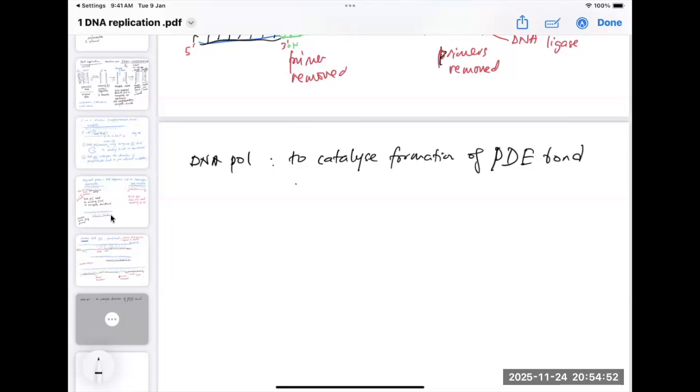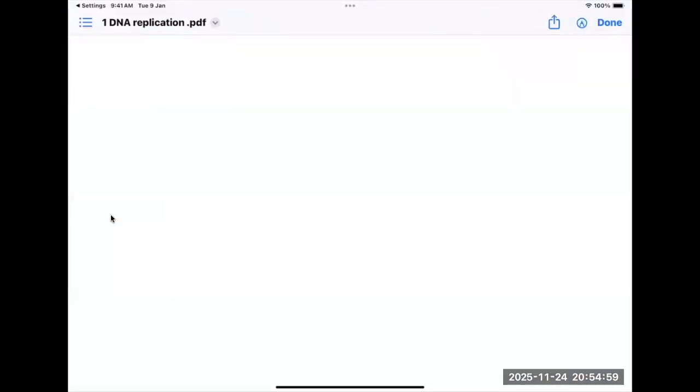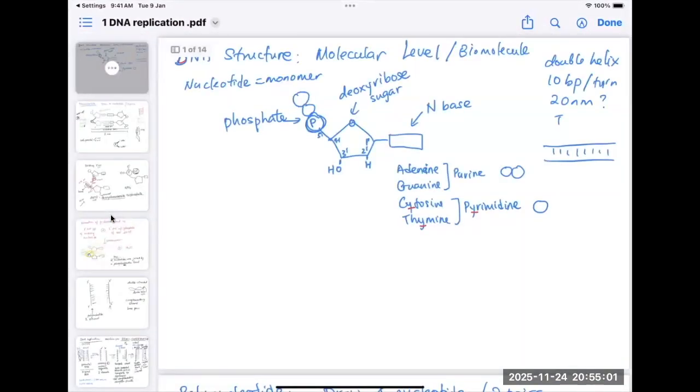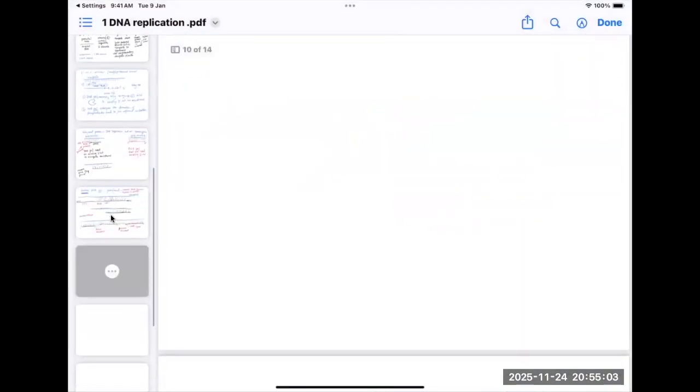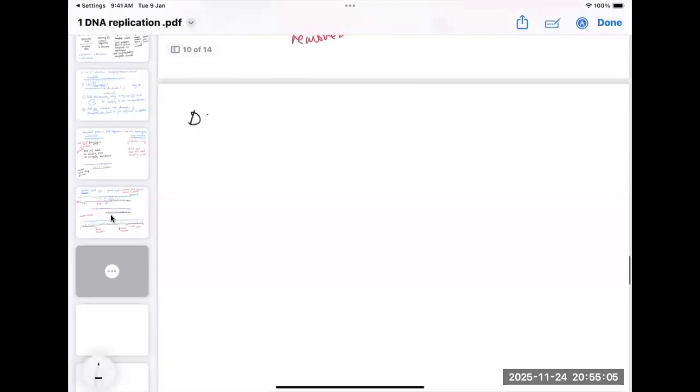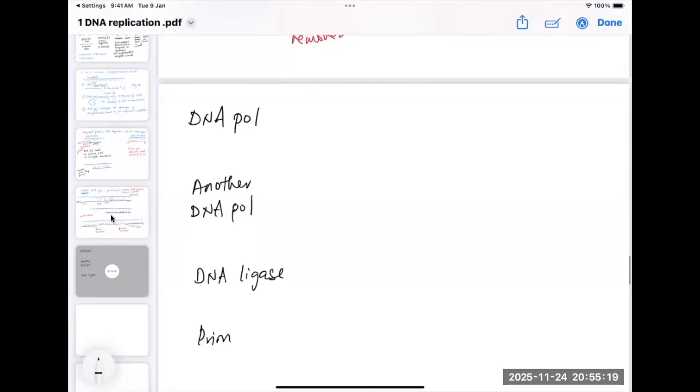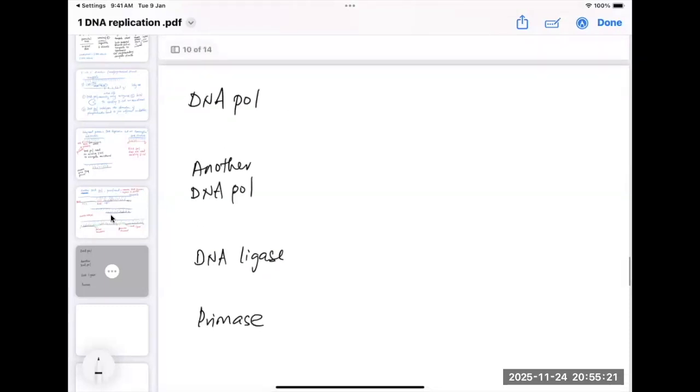Okay, and elongate the new strand 5' to rewrite DNA pol. Then you have another DNA pol, and then DNA ligase, and then you have primase. So all these enzymes, each you have to know.